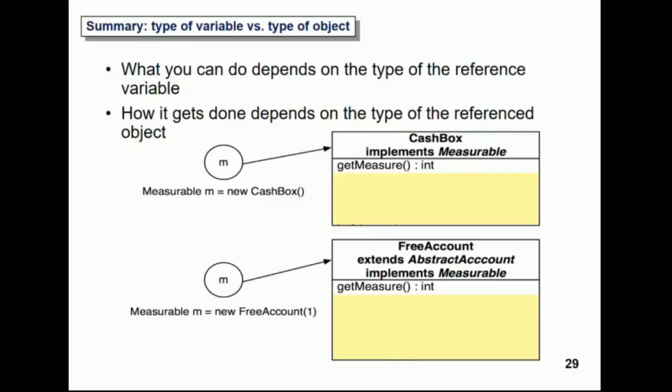So this is kind of a summary of reference type versus object type. What you can do depends on the type of the reference. What gets done depends on the type of the referenced object.